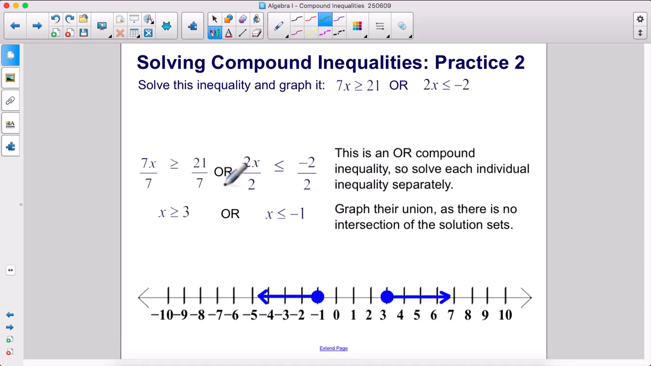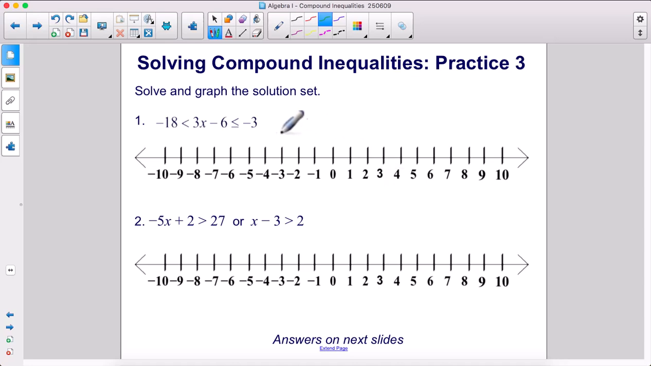Solve this inequality and graph it. This is an OR compound inequality, so we're going to solve each individual inequality separately. So here we divide both sides by 7, we get x is greater than or equal to 3, which is shown here. In this one, we divide both sides by 2, and we get x is less than or equal to negative 1. So we have a closed circle on negative 1 with a ray that way. We graph their union as there's no intersection of the solution sets.